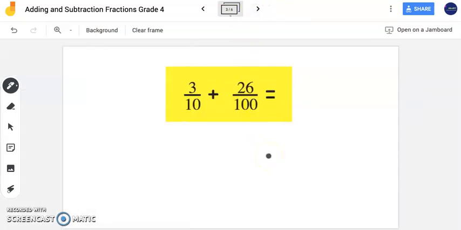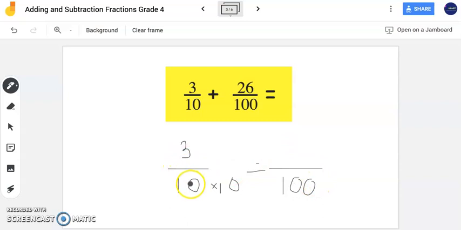Now we have another problem. This time we have tenths and we have hundredths. Unlike my other two problems I just completed, I notice here that my denominators are not the same. Before I add or subtract, I need to do something to change my denominators so they are the same. Now I notice I have 10 here and I have 100 here. I'm going to write 3/10 on the side. And I do know that 10 times 10 is 100. So I can change 3/10 to a new fraction.